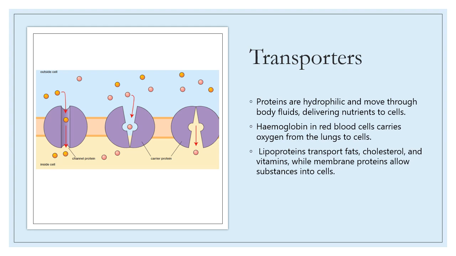There are other proteins in our bodies, like hemoglobin, which is in our red blood cells and carries oxygen from our lungs. And there's another one called lipoproteins. When we talk about fats, you'll need to be able to understand this word. They're involved in our cholesterol metabolism and helping with vitamins, while membrane proteins allow substances to enter. So these are membrane proteins. They're almost like little doors that allow things moving in and out, depending on how much energy they can provide or how much is on one side compared to the other.